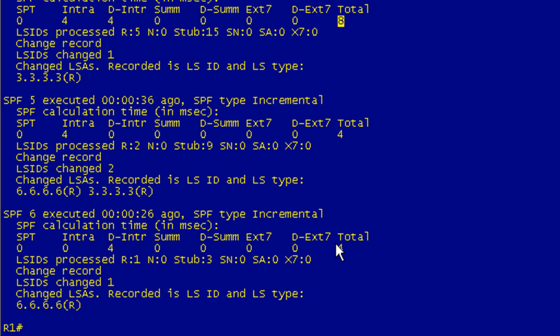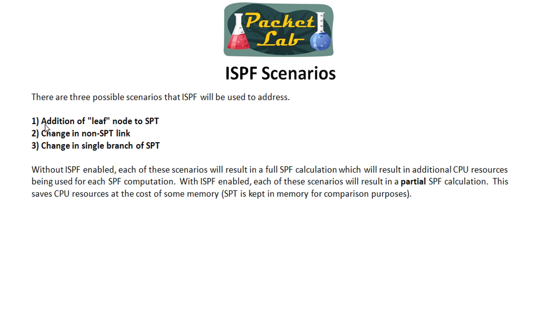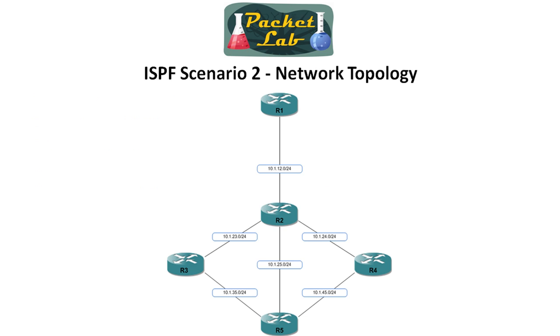But what it's done in this case is it's not running the full SPF calculation. It's just running an incremental SPF calculation, which is just on that one branch. Okay, so that was our first scenario, which is the addition of a leaf node to the shortest path tree. Let's take a look at the second scenario, which is going to be a change in a non-shortest path tree link.